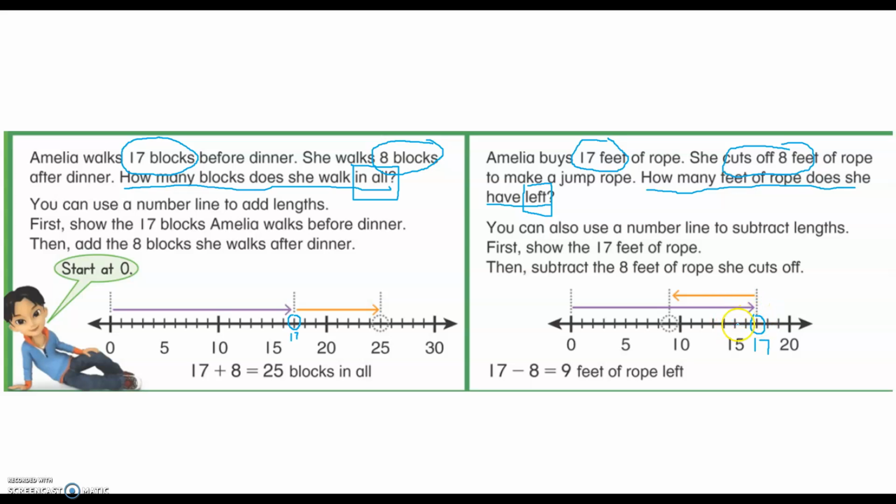1, 2, 3, 4, 5, 6, 7, 8. Now I see that this is to the left of the 10, and I know the number before 10 is 9. So 17 minus 8 equals 9.